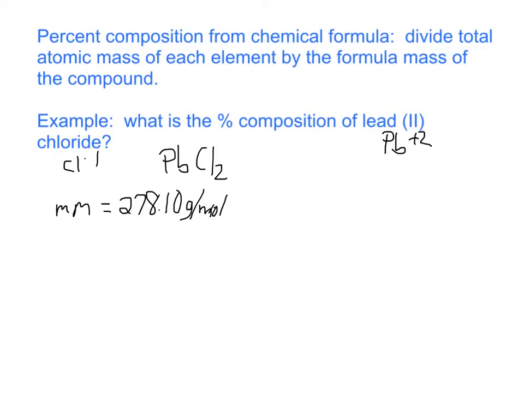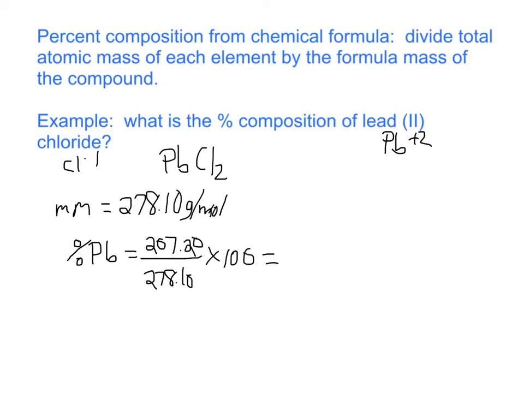Which is fine. All right, so then we have percent lead. For that, we have to know the molar mass of just lead, which you just looked up to figure out the molar mass of lead chloride. So that was 207.20. That's right off the periodic table. And you divide it by the entire mass, which is 278.10, and times it by 100. And you find out that in this compound, lead is 74.5% by mass.